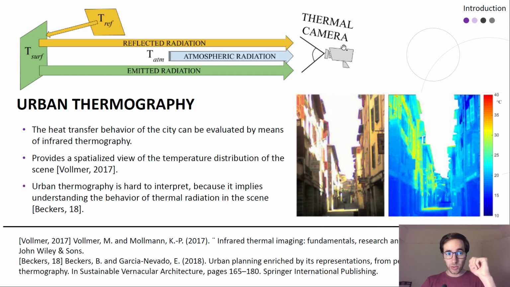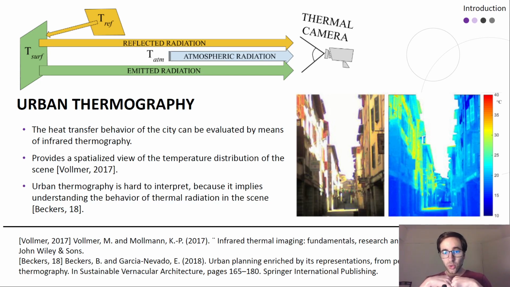So the thermal camera captures all the radiation that reaches it, right? But because the surfaces in the city are not black bodies, but different types of bodies, more similar to gray bodies if you want, the radiation that reaches the camera is not only the emitted radiation, which of course depends on the temperature of the body, but it's also composed of atmospheric radiation, which comes from the air between the camera and the object, and also of reflected radiation, which is radiation that reflects off the object and reaches the camera.